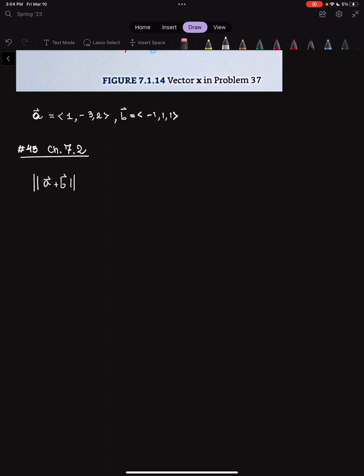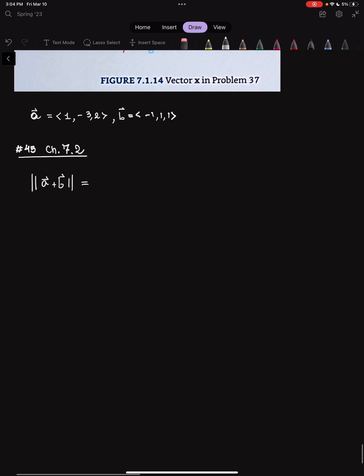Well, I would go from the inside out. So I would first find what A plus B is. And that would be 1, -3, and 2, plus -1, 1, and another 1. Now, if I add each component, 1 plus -1 is 0, -3 plus 1 is -2, and 2 plus 1 is 3. So this would be my A vector plus my B vector.